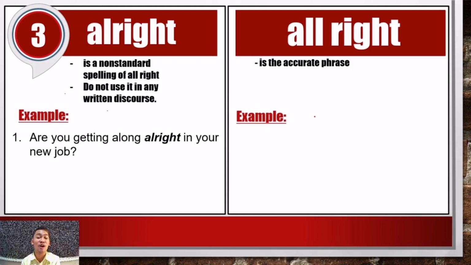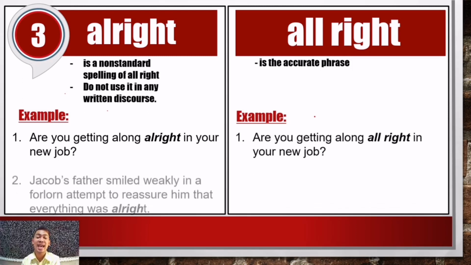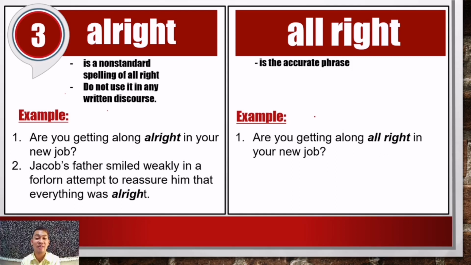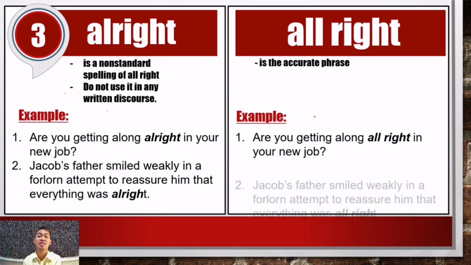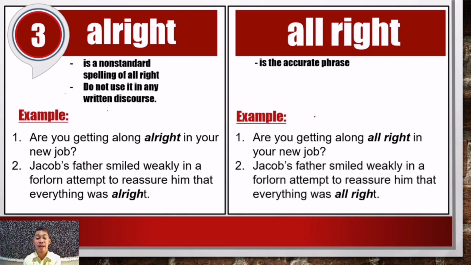Are you getting along alright in your new job? So to correct that one, you just need to change that one word to two words, all and right. And then that's also the same with the second sentence. Jacob's father smiled weakly in a forlorn attempt to reassure him that everything was alright. So again, to correct that one, you just need to replace the word alright as one word to two words, all right.